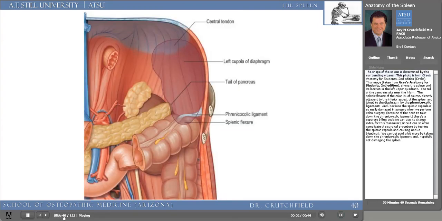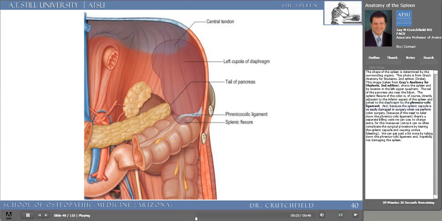This image, taken from Gray's Anatomy for Students, 2nd edition, shows the spleen and where it's located in the left upper quadrant. The tail of the pancreas sits near the hilum. The splenic flexure of the colon is, of course, directly adjacent to the inferior aspect of the spleen, joined to the diaphragm by the phrenicocolic ligament.